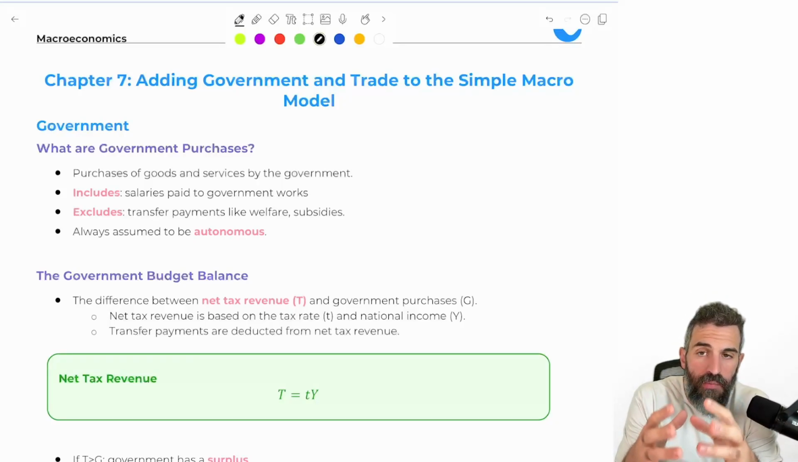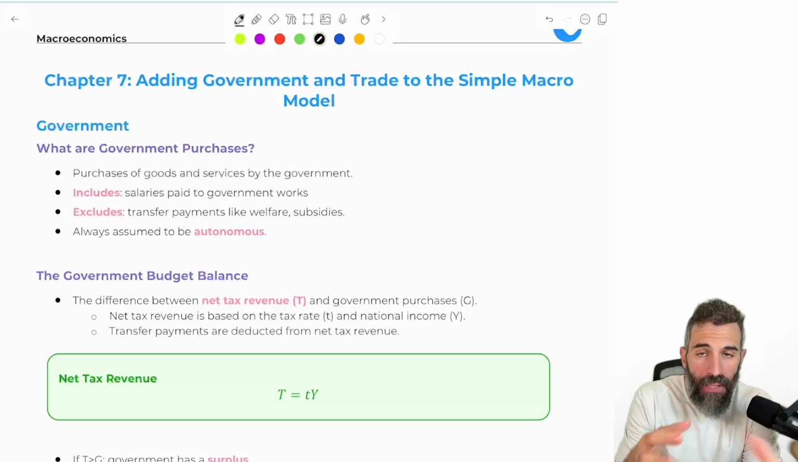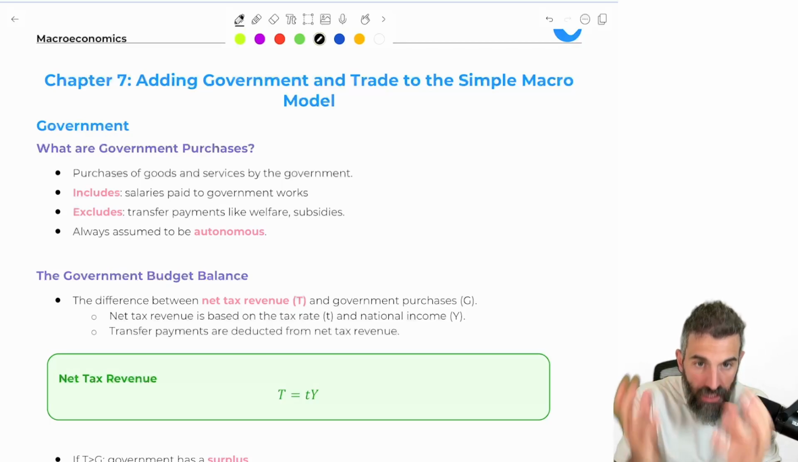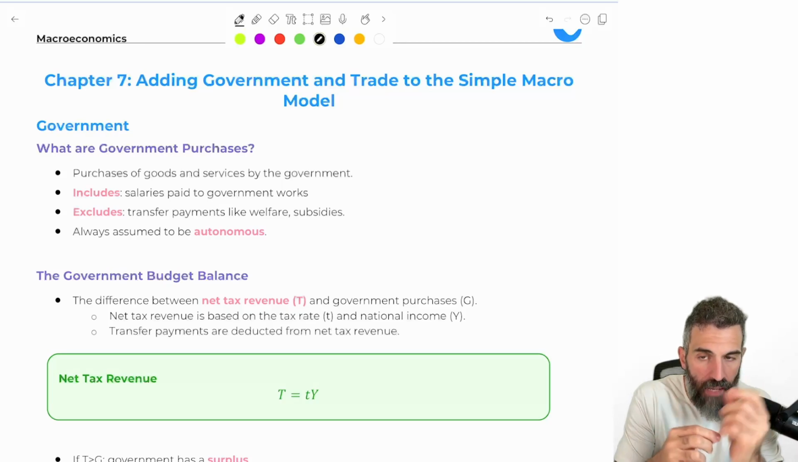In this chapter, we're going to be expanding what we saw in the previous chapter by adding the government and international trade back into the aggregate expenditure equation to really complete this whole concept. So just a little recap.